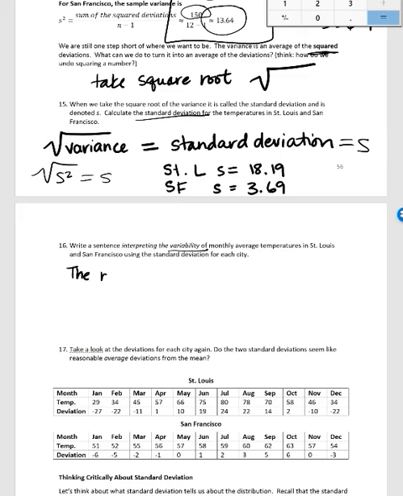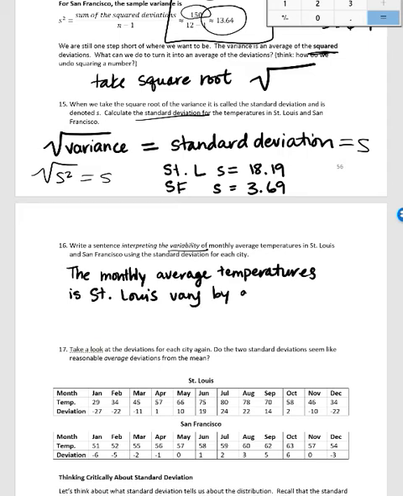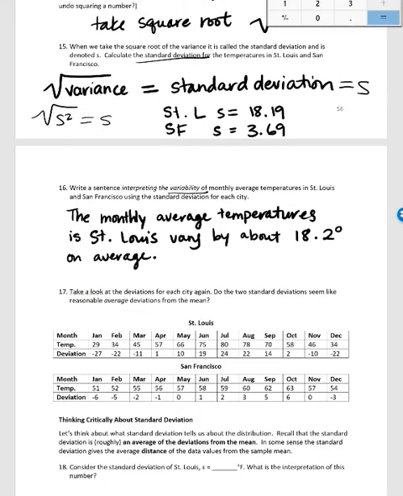the monthly average temperatures in St. Louis vary by about 18.2 degrees on average. Right? So, like, on average throughout the year, the temperatures vary by about 18 and a little bit degrees. So, go ahead and do the same for San Francisco.